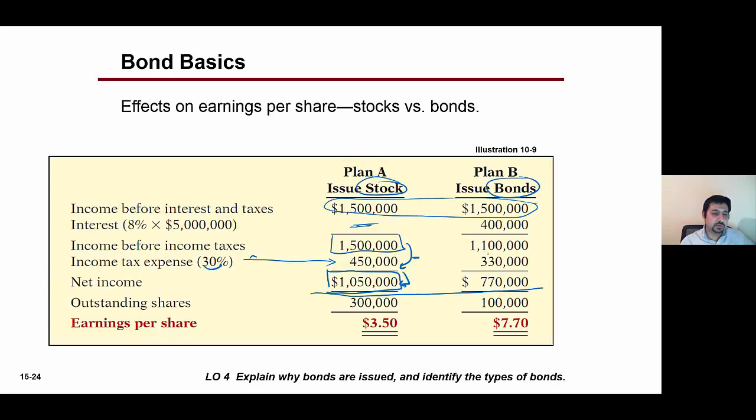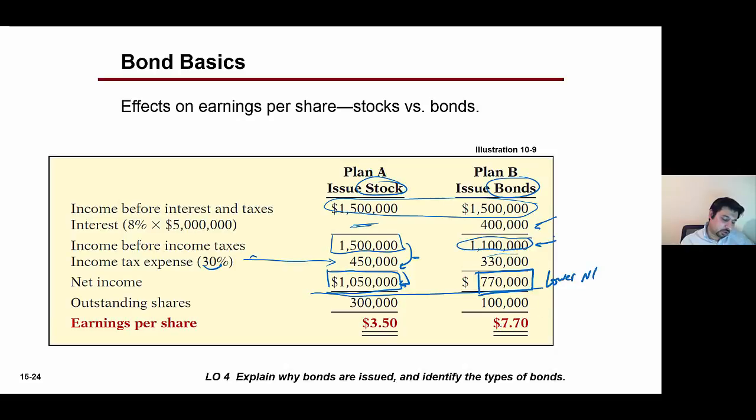Let's look at the second option, where the company will be issuing bonds. In this case, the company has paid interest of 400,000, so the income before tax is 1,100,000. After deducting tax expense of 30%, which is 330,000, we end up with the net income. So here the net income is lower.